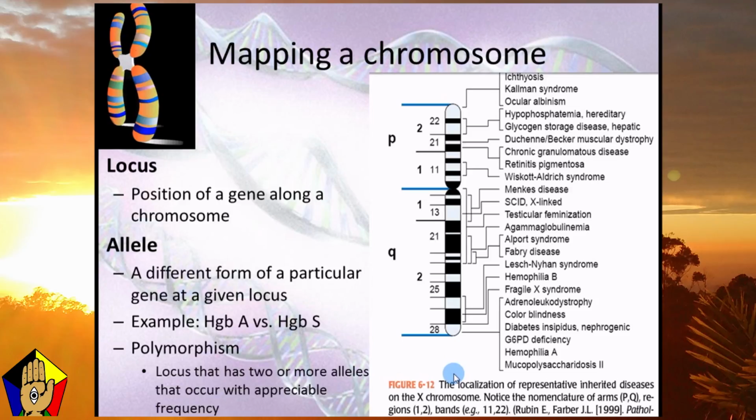That's how they label that. Okay, so that's the location. Alleles means that these genes aren't all exactly the same. Alleles are telling us they're different types of one specific gene.